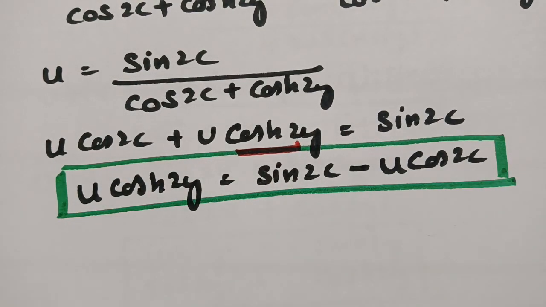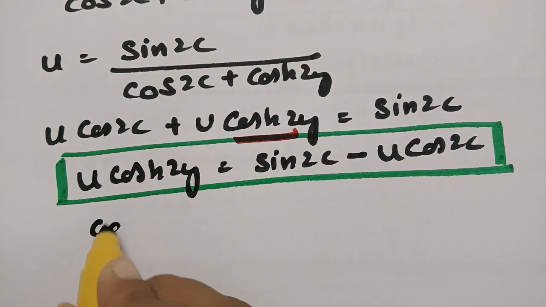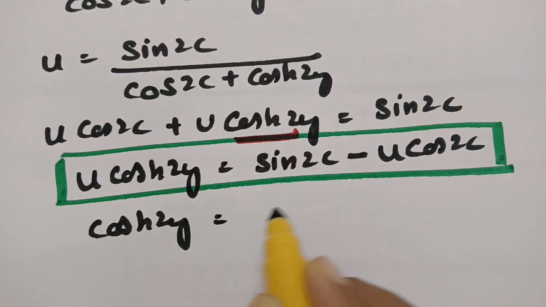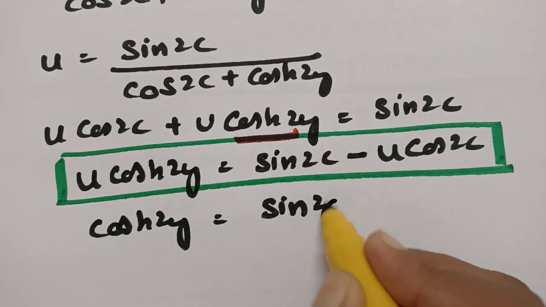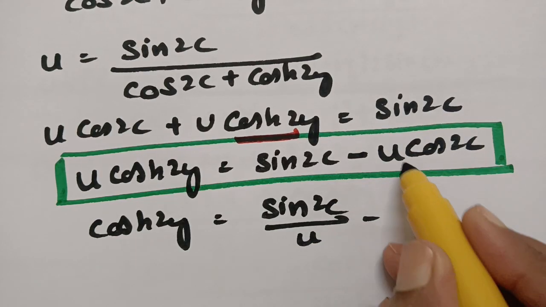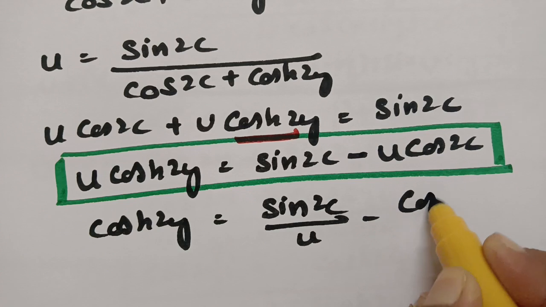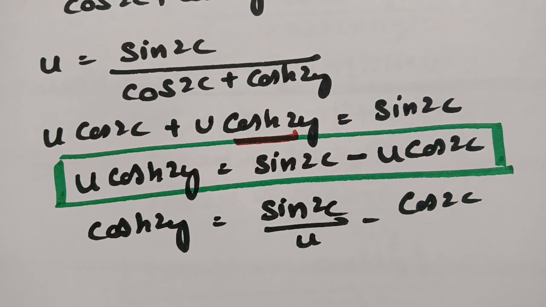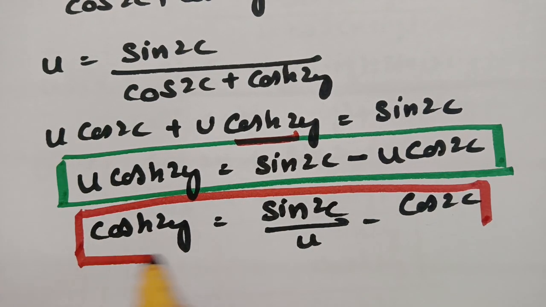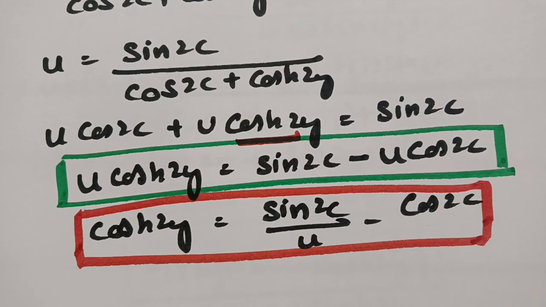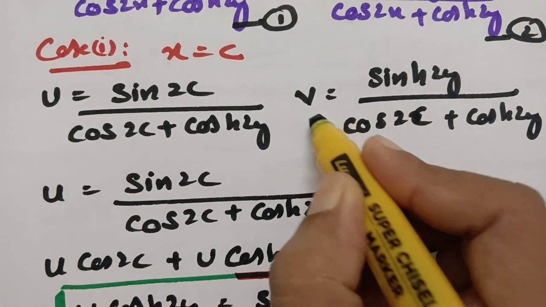The next thing here is, if I send u to the other side, then cosh 2y value is equal to, u is multiplying here so it will divide on the other side, sin 2c by u minus cos 2c. And this value is also needed in the future, so I'm underlining here. And the next one is the second equation. This is the u value, and I am now taking the v value.